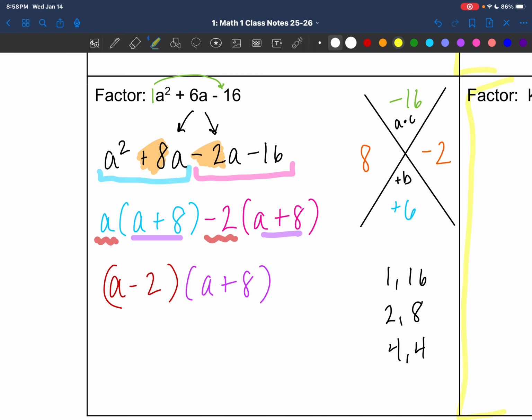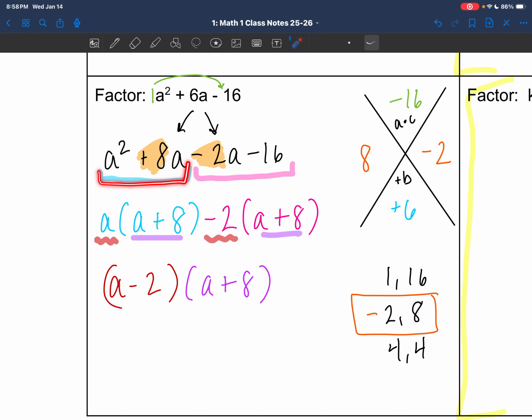So we're going to look at 2 and 8. Now, since this is a positive, that means this is going to be positive and this should be negative. So that's how you can kind of think of that. So we're going to look at these and then put those into our x, and we're going to take our middle term, break it apart. So we said it's going to be 8a and -2a.